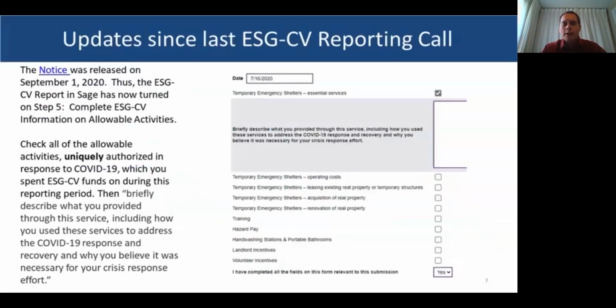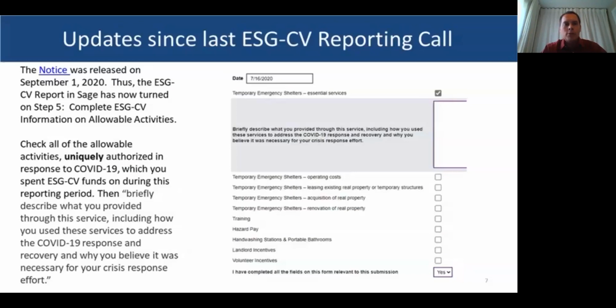All right, so in this call in particular, the very first meeting, we had not had the ESG-CV notice out, so that changed a few things from what we shared. I think the core of what we're going to talk about in terms of differences are around the eligible activities and some clarification around temporary emergency shelter. So there is a screen, that's section 5 of the reports in SAGE, that allows you to provide a narrative about how you have engaged or used these allowable activities under the notice. So we had spoken about that before.